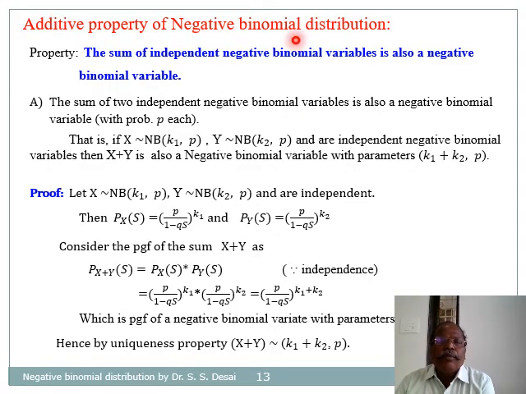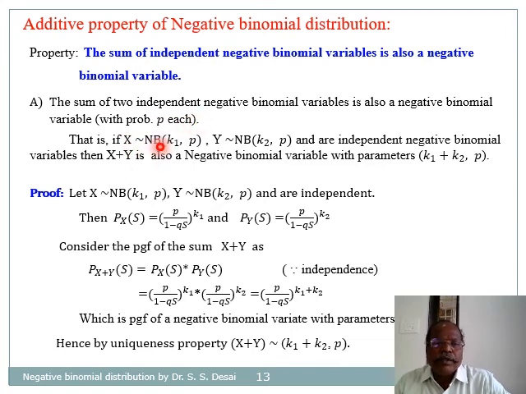Now let us see the additive property of negative binomial distribution. The statement is the sum of independent negative binomial variables is also a negative binomial variable. Now we prove this in two parts. First one is for two independent random variables, and second one is the generalization. So for two independent random variables, the statement is like this: the sum of two independent negative binomial variables is also a negative binomial variable with probability of success p each.